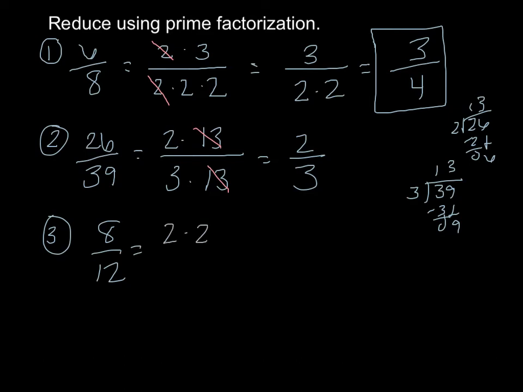2 times 2 is 4. 4 times 2 is 8. So 2 times 2 times 2 is 8. Okay, so let's figure out 12. 2 times 2 is 4. And 4 times what's going to get me to 12? 4 times 3. Okay, so now I get to do my crossy-offies, and I get to say, okay, there's a 2 on the top, 2 on the bottom. 2 on the top, 2 on the bottom. Now that is where we need to stop, because I do have another 2 on the top, but I don't have another 2 for the denominator. Okay, so my answer will be 2/3.